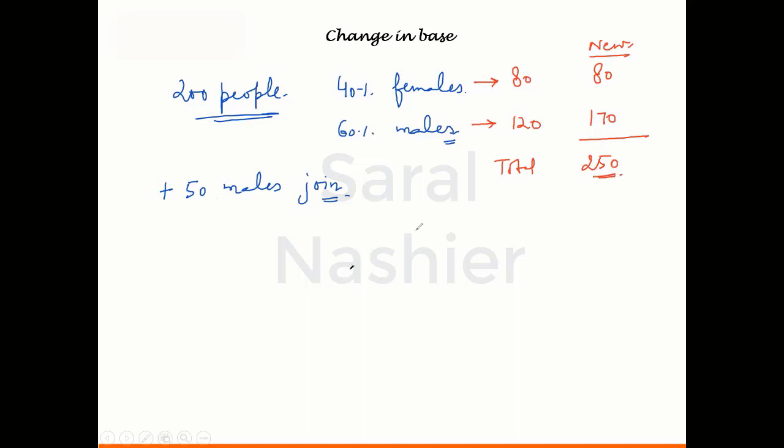So according to this new population, the number of males is 170 out of 250, and as a percentage, that would be 170 divided by 250 into 100. When I calculate this, it gives me 68%. That means the new percentage of males is 68%, and the percentage of females would automatically be 32%.